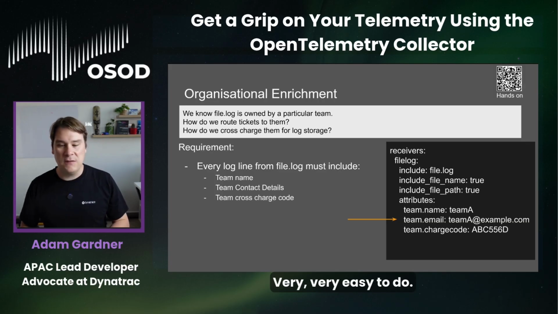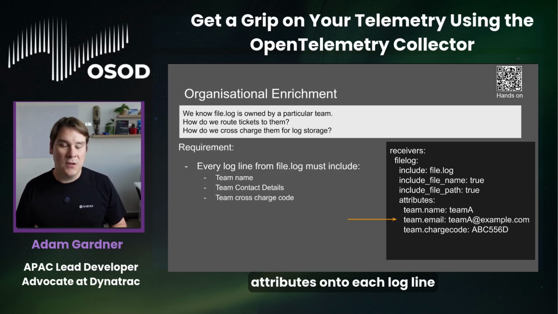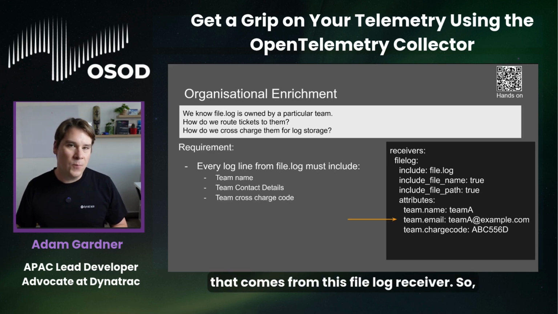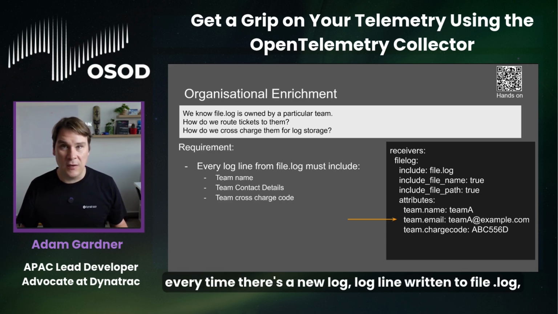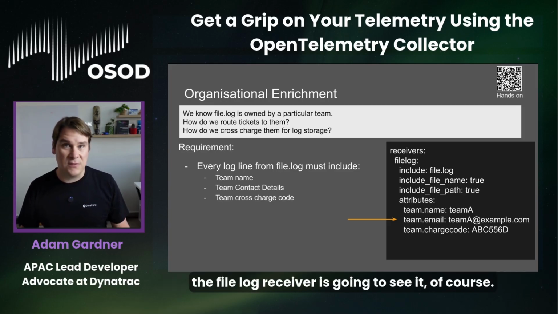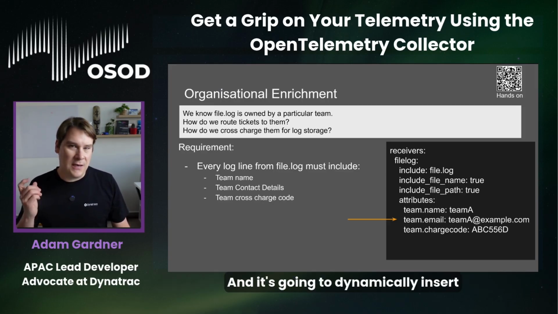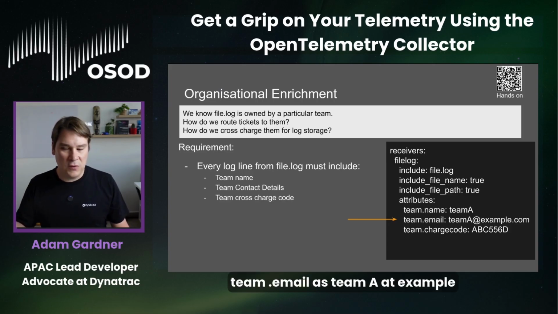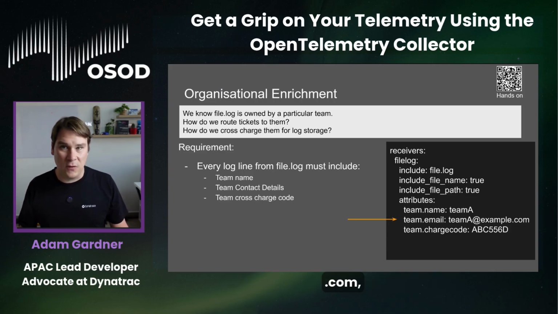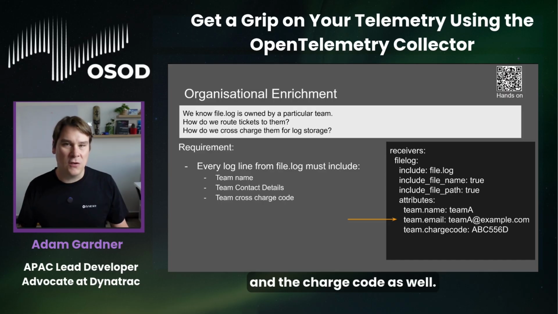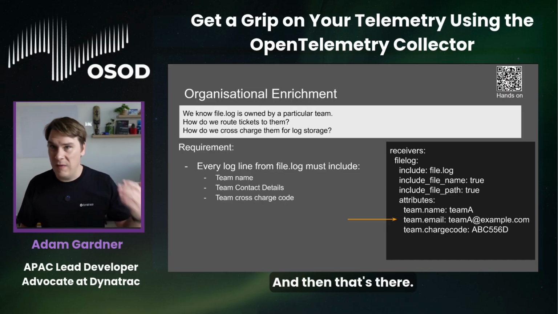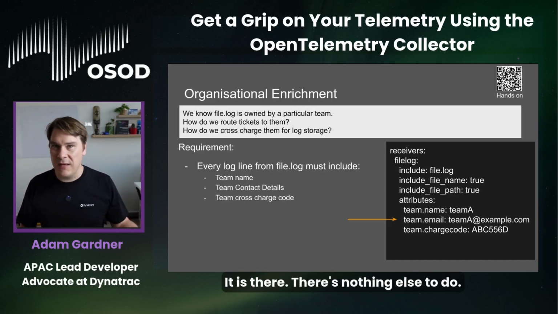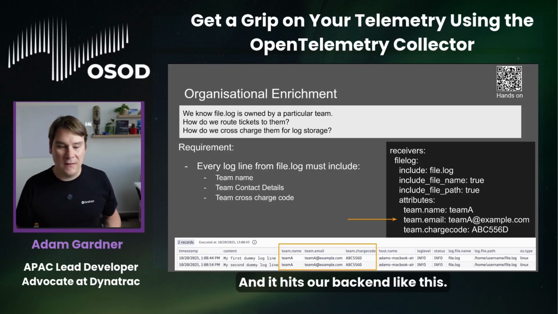Very, very easy to do. All we do is add key value attributes onto each log line that comes from this file log receiver. So every time there's a new log line written to file.log, the file log receiver is going to see it, of course, and it's going to dynamically insert team.name as team A, team.email as teamA@example.com, and the charge code as well. And then that's there. There's nothing else to do, and it hits our backend like this.